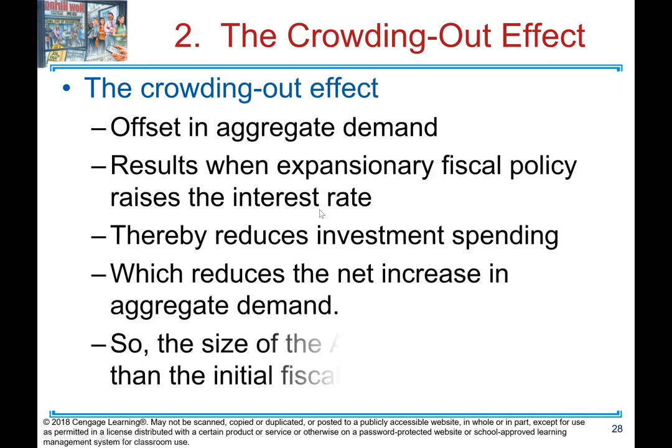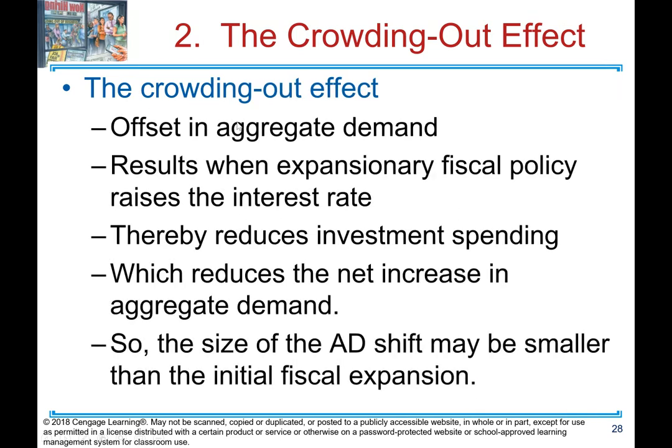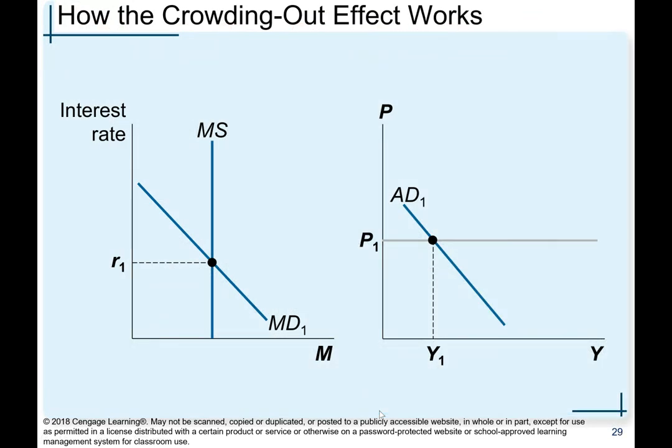The crowding out effect. The crowding out effect is an offset in aggregate demand. It results when expansionary fiscal policy raises the interest rate, thereby reducing investment spending, which reduces the net increase in aggregate demand. So the size of the aggregate demand shift may be smaller than the initial fiscal expansion. How the crowding out effect works.